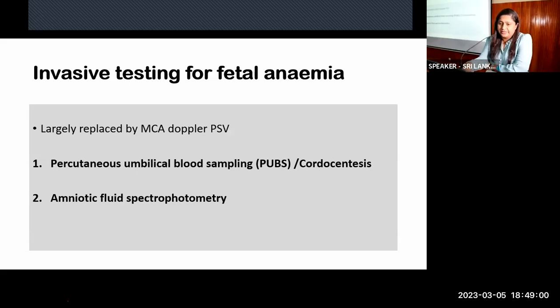Regarding invasive testing for fetal anemia, this has now largely been replaced by MCA Doppler peak systolic velocity, but I want to just touch upon it. So we have percutaneous umbilical cord blood sampling, which is also called cordocentesis, and then amniotic fluid spectrophotometry. What has been replaced is mainly the amniotic fluid spectrophotometry. Percutaneous umbilical cord blood sampling is now done based on the MCA peak systolic velocity: when the MCA PSV is more than 1.5 multiples of the median, cordocentesis can be performed.